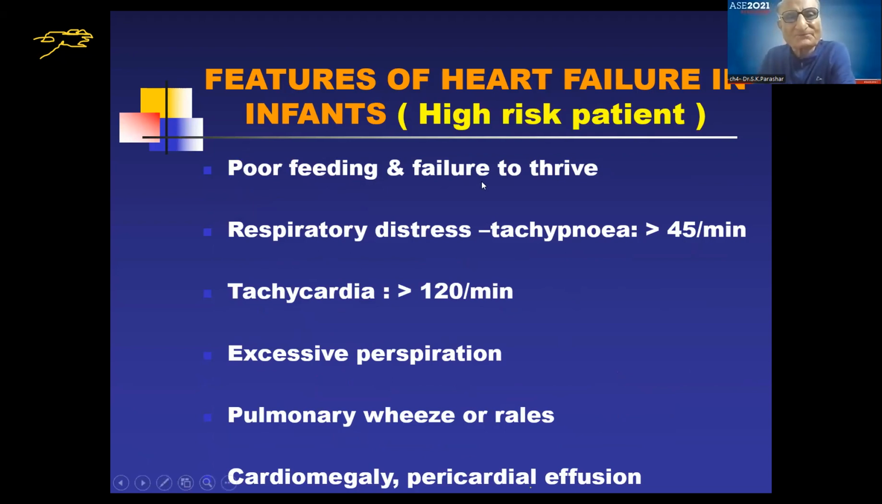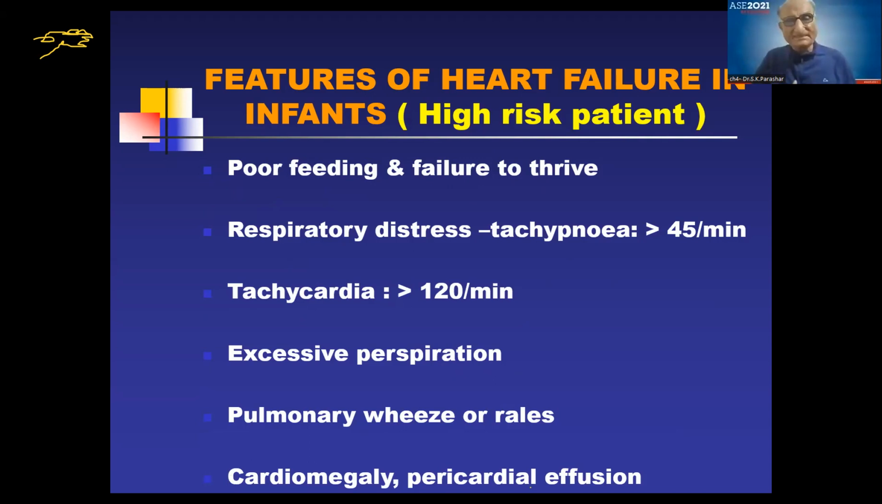One is poor feeding and failure to thrive. This is one of the signs of an advanced cardiac problem and possibly heart failure, where the child is not able to gain weight and cannot take feeds. Then respiratory distress, tachypnea, unexplained tachycardia with a heart rate of 120, and excessive perspiration. The mother tells that when the child is taking a feed, he or she gets excessive perspiration.